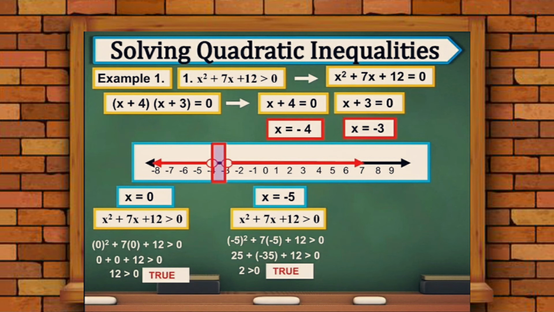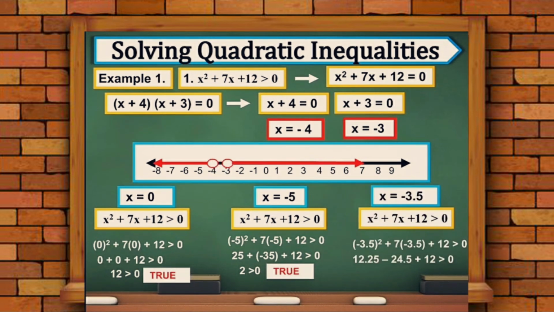And our middle side, even if we will not solve it, we already know that it is not part of the solution. But in order to prove it, we will get a test point in the middle. So x is equal to -3.5.